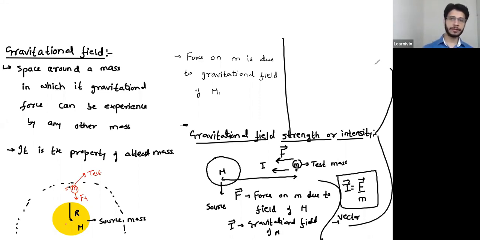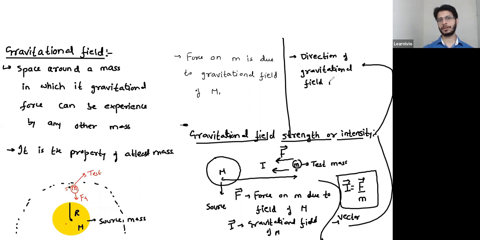The next point I'm writing here, direction of field. The gravitational field is towards capital M. The direction of field is towards capital M. Its SI unit is force by mass, so its SI unit is Newton per kg. So this is about gravitational field. This is the general expression of gravitational field.